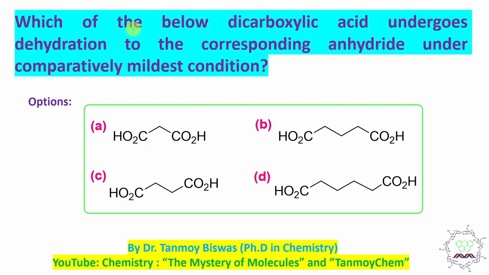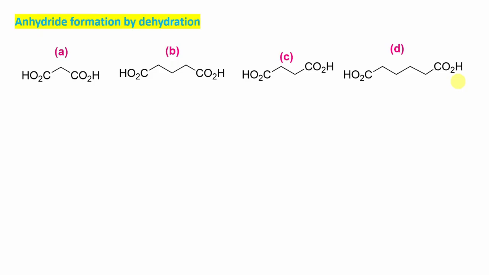So let's start. Which of the below mentioned dicarboxylic acids can undergo dehydration to the corresponding anhydride under the mildest condition? Comparatively, okay, so it's actually C3, it's actually C4, it's actually C5, and it is actually C6 carboxylic acid. So you have to say which will undergo anhydride formation. And by the way, from dicarboxylic acid to anhydride is nothing but a water elimination reaction. So the question is, who undergoes water elimination most efficiently and results in a cyclic anhydride formation?